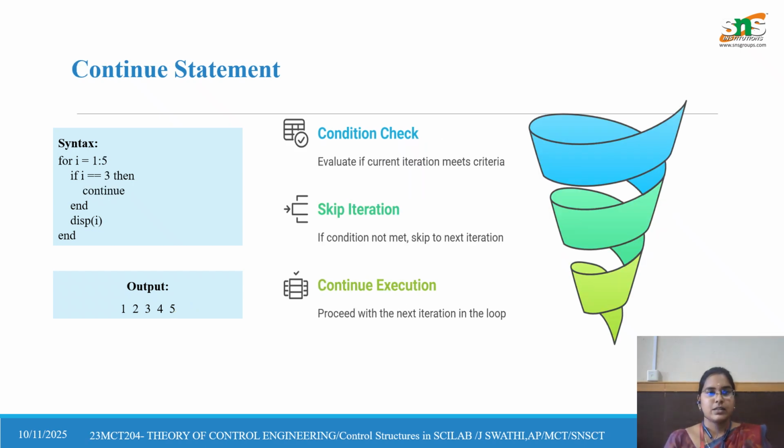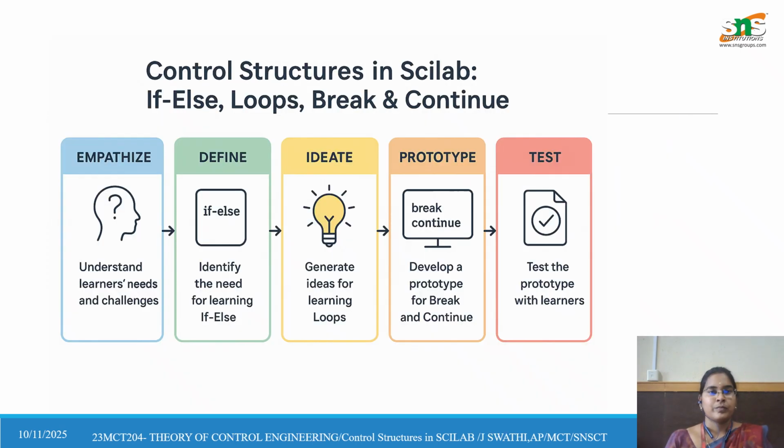For the continue statement, here I am taking i equal to 5, then continue. So nothing happens, it starts from 1, 2, 3. When it equals 3, it still goes on with continue and finishes the loop.